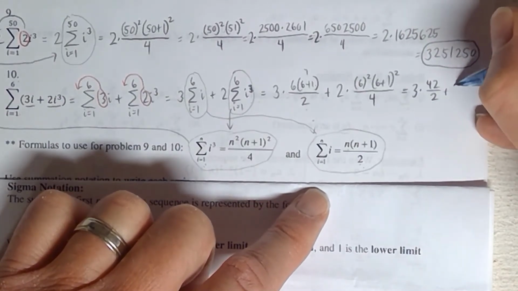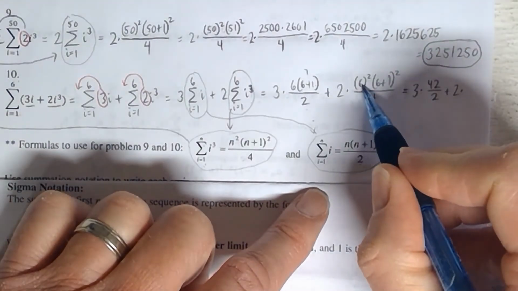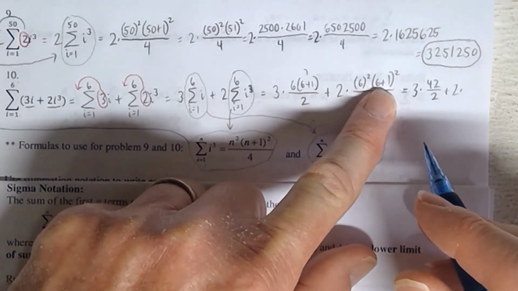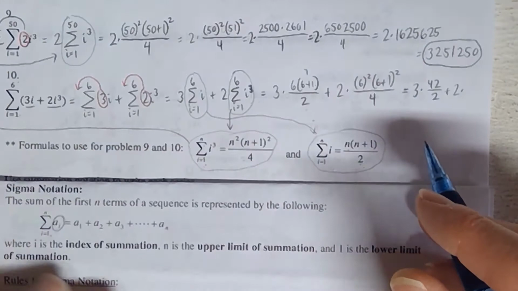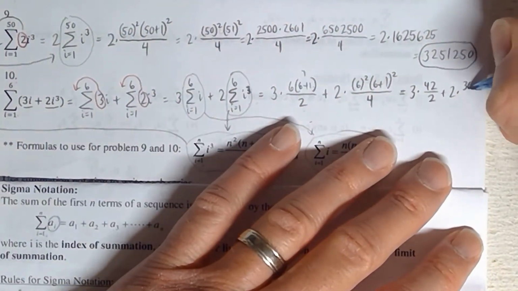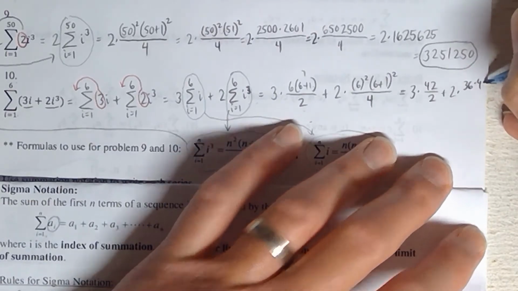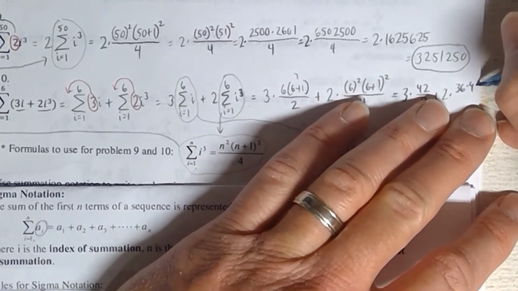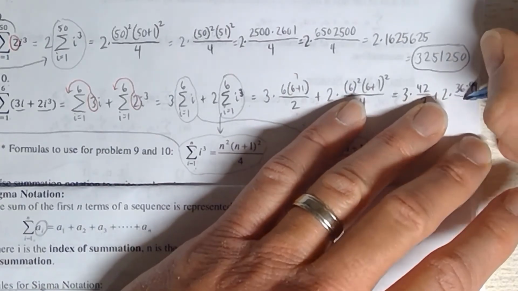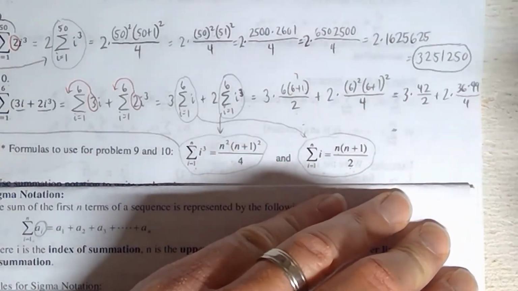Plus what? Plus 2 times, and then this one would be 6 squared times 7 squared, wouldn't it? 6 squared times 7 squared is what? That is 36 times 49. 36 times 49 over 4.